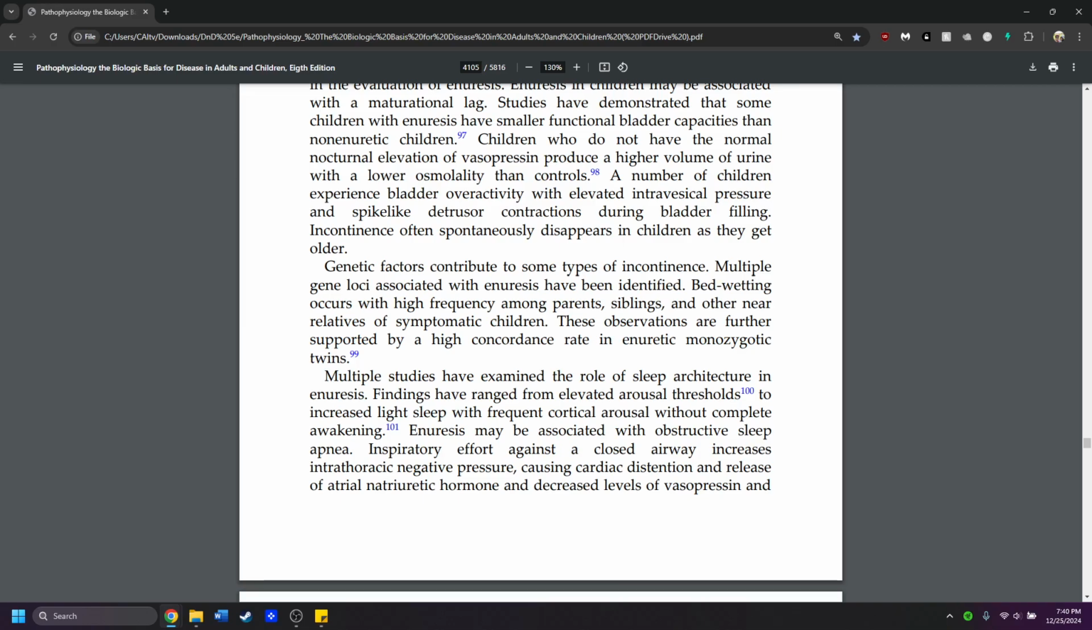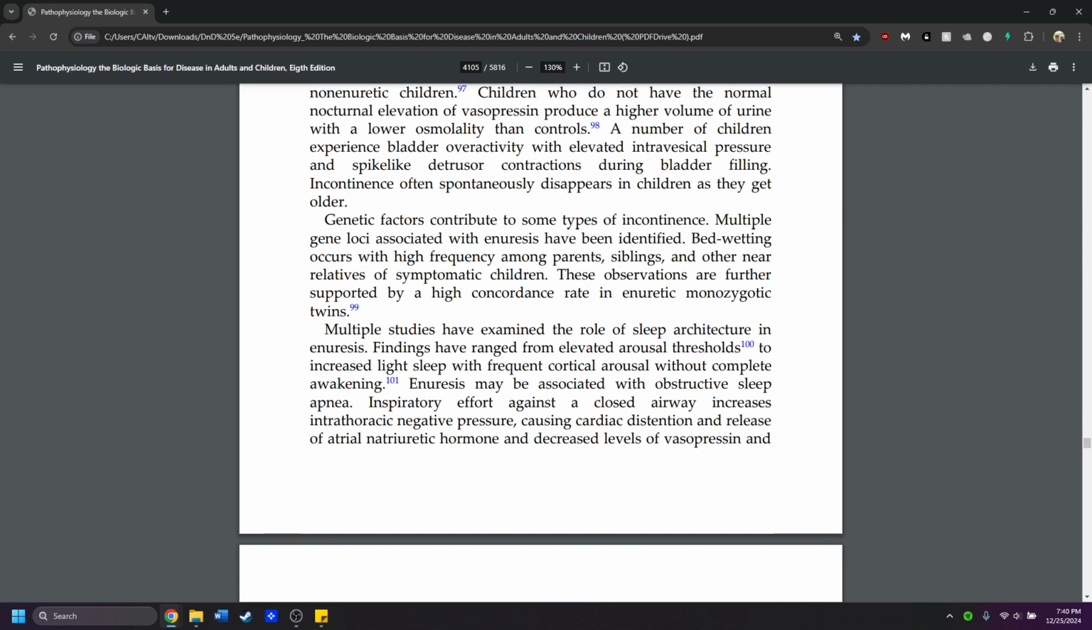Genetic factors contribute to some types of incontinence. Multiple gene loci associated with enuresis have been identified. Bedwetting occurs with high frequency among parents, siblings, and other near relatives of symptomatic children. These observations are further supported by a high concordance rate in enuretic monozygotic twins.